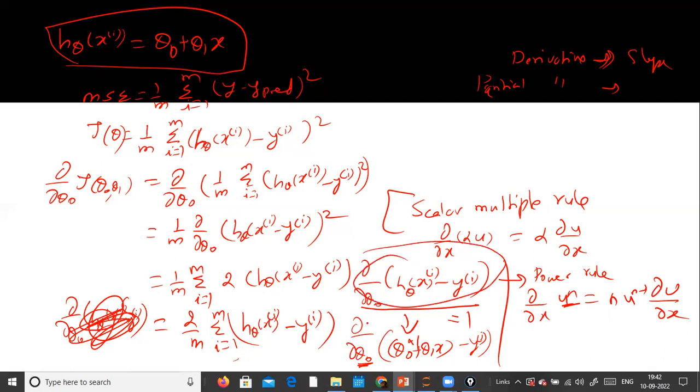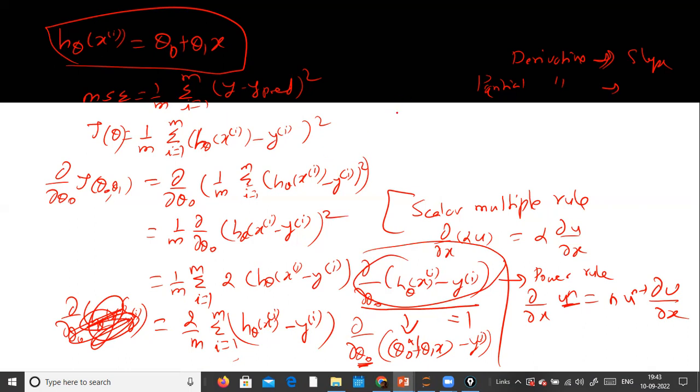You understood? When you take the partial derivative with respect to theta naught, all the values except theta naught will become constant, and that will get dropped. You are left with only theta naught. What value is multiplied with theta naught? What is the coefficient of theta? You just think that way. Theta naught into 1 is theta naught, hence it is 1.